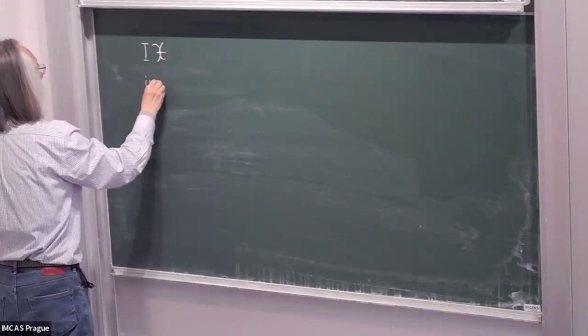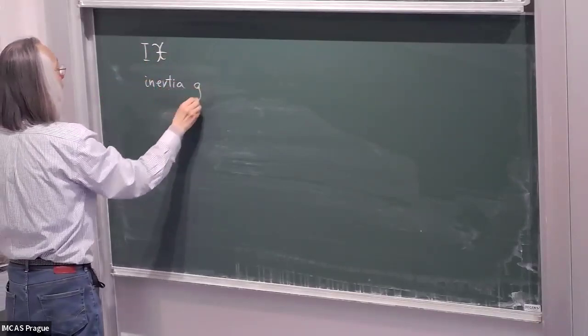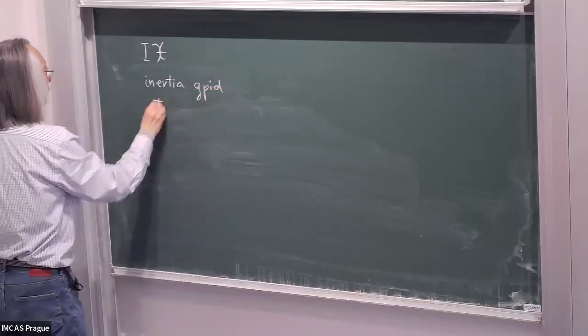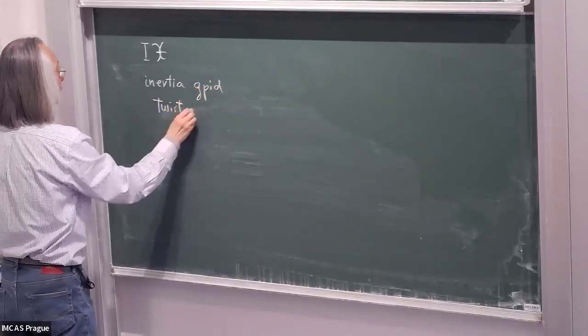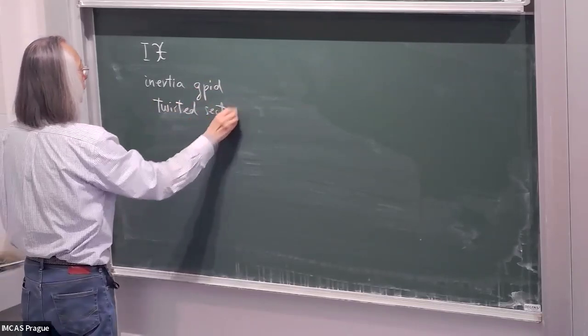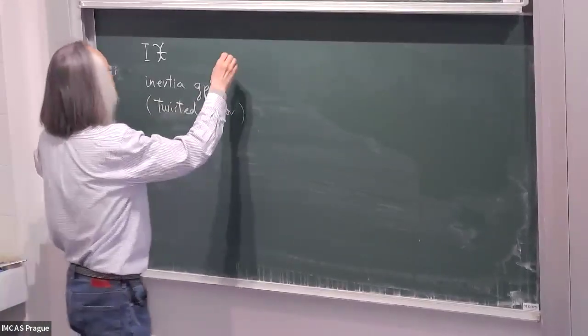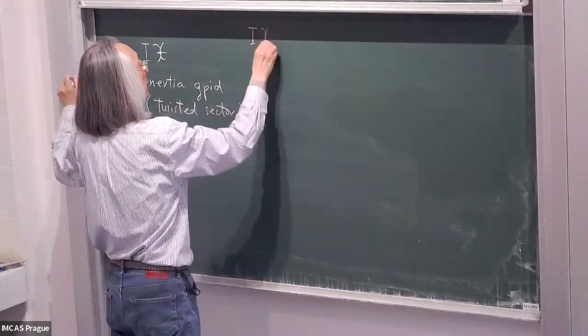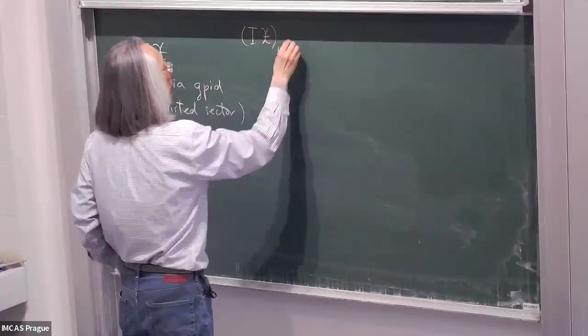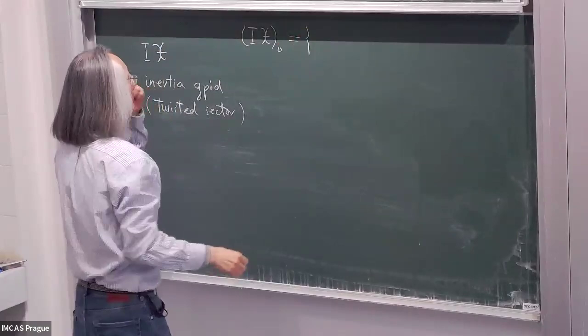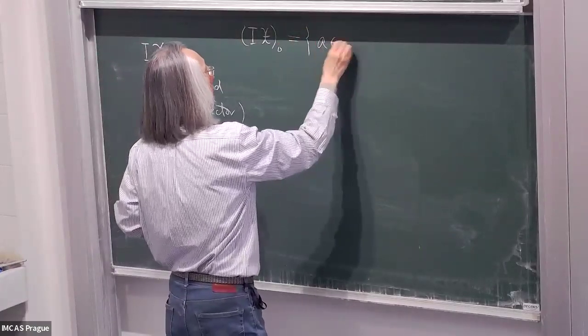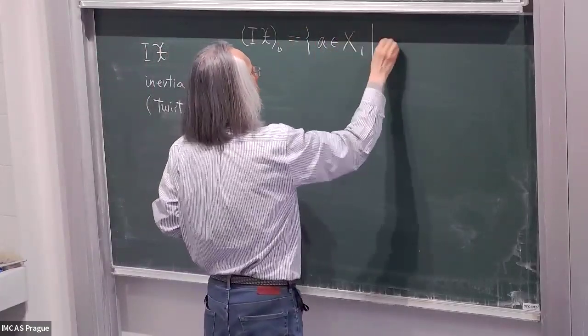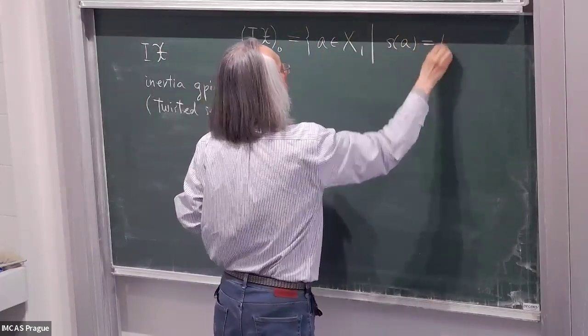So this is an answer. Cuboid, or maybe twist sector. So this one is also cuboid. So therefore I have this Ix 0. So this is maybe A, maybe 1, so that S of A is equal to T of A.